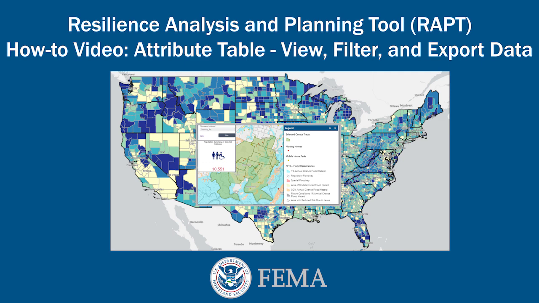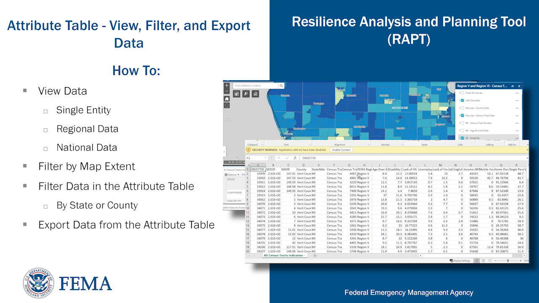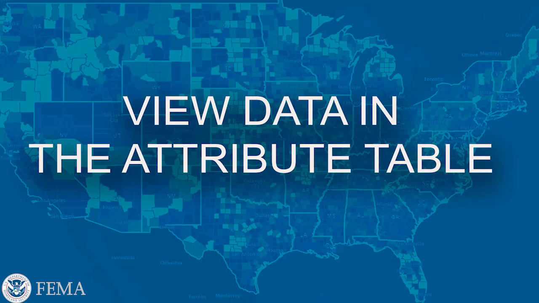Today, we're going to focus on one of the most useful parts of the RAPT, and that is the attribute table. So what is the attribute table? In a nutshell, it displays all of the indicator, infrastructure, and hazard information in a tabular form that's really easy to sort out and it's easy to export as well. So we're going to talk about how to view the information in the attribute table quickly.